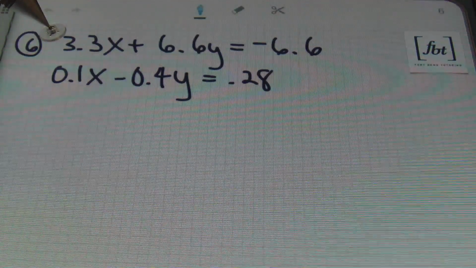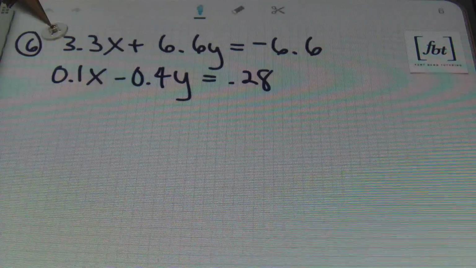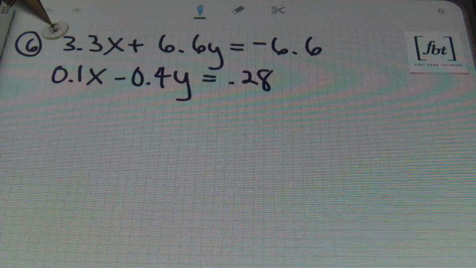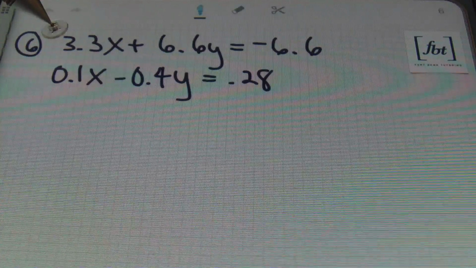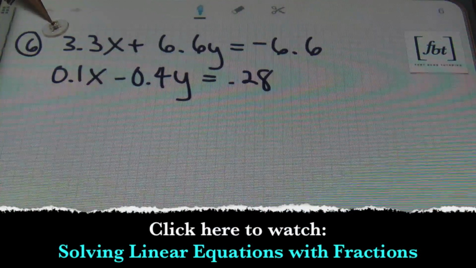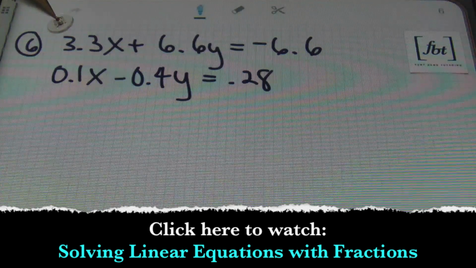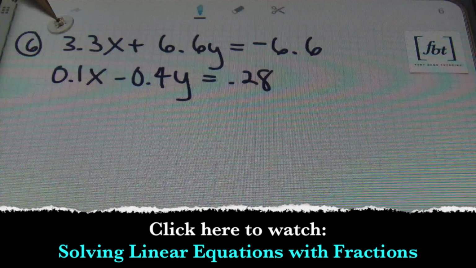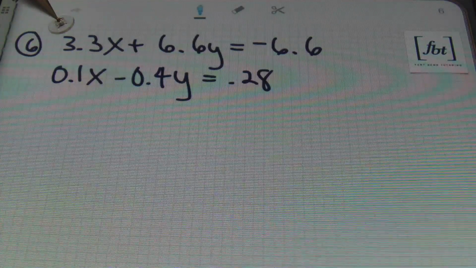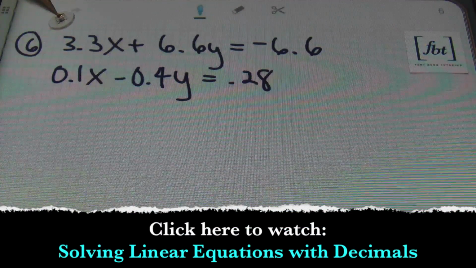Well, just like when we have problems with fractions, you can also take care of your decimals by multiplying by the smallest place value. All right, and if you need to see that technique done, just like with the other problem with the fractions, you can check out our videos. One is called Solving Linear Equations with Fractions. I show you how to clear out the fractions in that video, and you can also check out the one called Solving Linear Equations with Decimals, as I show you how to clear out those decimals.